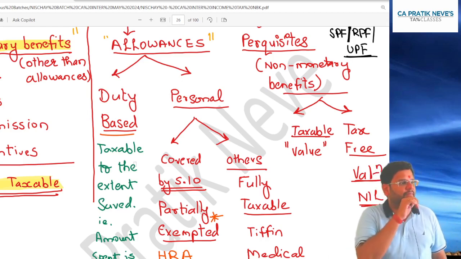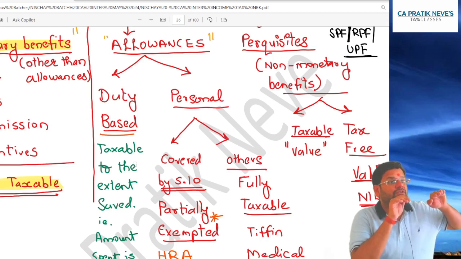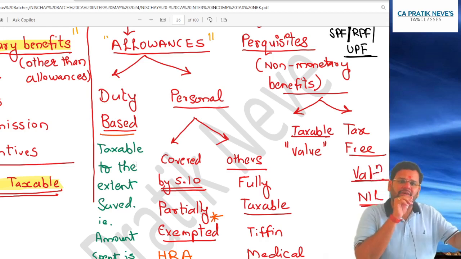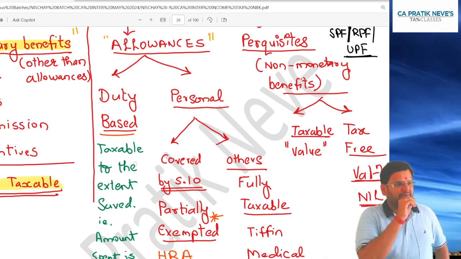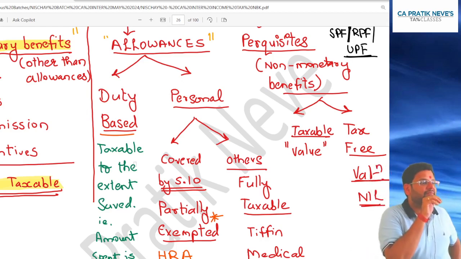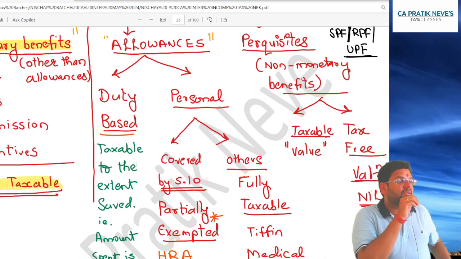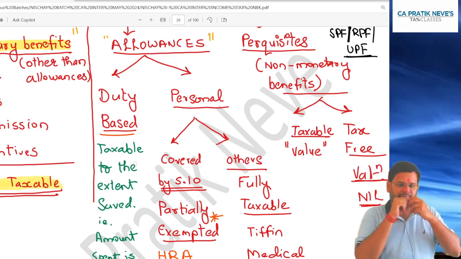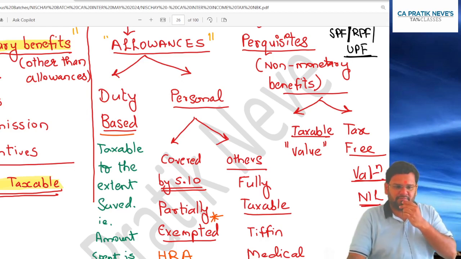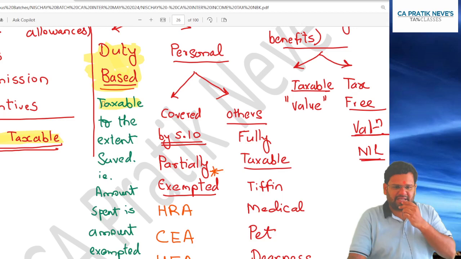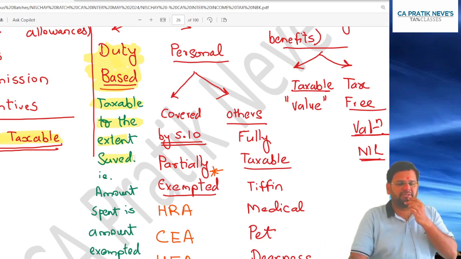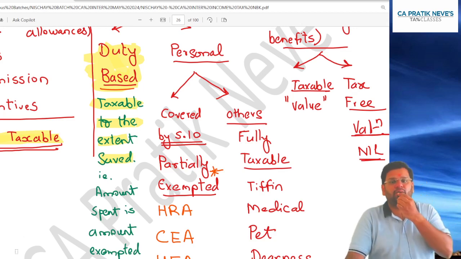So duty based allowance will be exempt to the extent of amount spent, because that is given for spending only. So if you spend that, no problem, it is exempt. But from that duty based, if you save something, then that saving element will become taxable. What happens with duty based? It is taxable to the extent of amount saved. So how much is exempt? Amount spent is amount exempted.